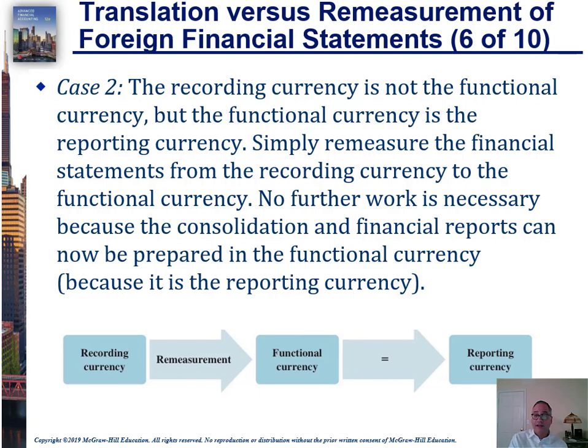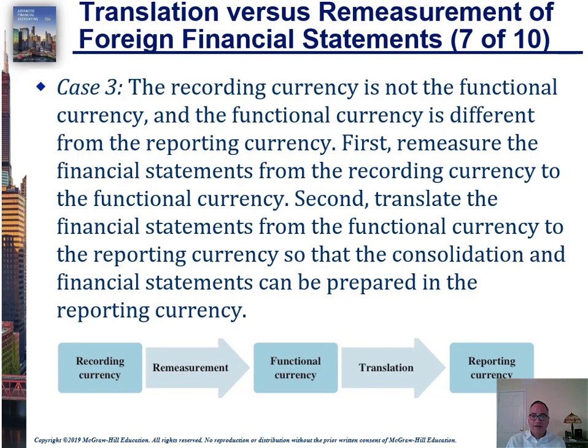Actually, here, no, this case 2 is a little different. Let's say the functional currency is equal to the reporting currency. So let's say the functional currency is the US dollar, as is the reporting currency. And let's say the recording currency is the pound. Then you would need to remeasure from the recording currency into the functional currency, the US dollar. And again, remember that remeasurement is not translation.